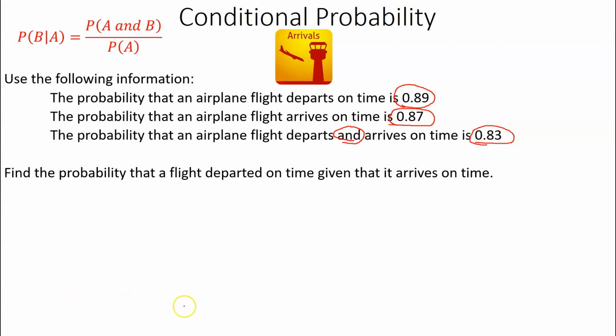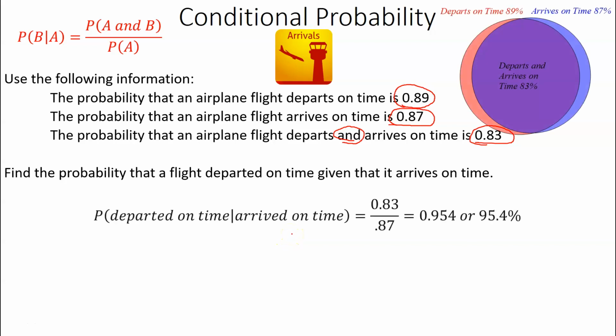Now we can take a look at some different conditional probabilities. Find the probability that a flight departs on time given that it arrives on time. I'm going to do this one, then I'm going to ask you to pause and do the next one. You want to take the overlap. This is more the intuitive approach here. Departs and arrives on time, divided by the given thing, that it arrives on time, which was the 87%. You divide and you end up with 95.4% probability.